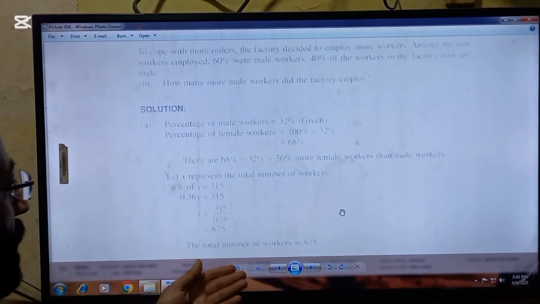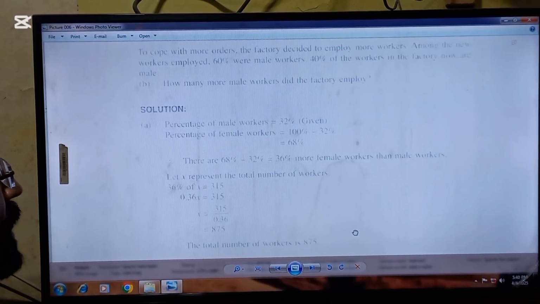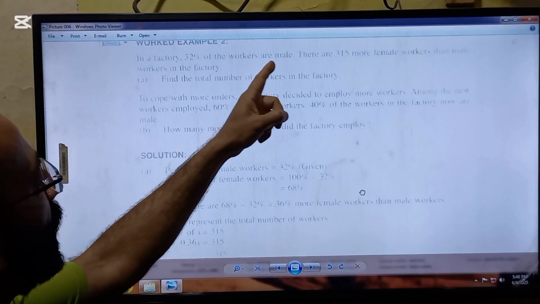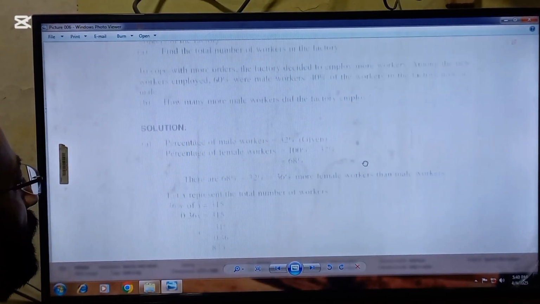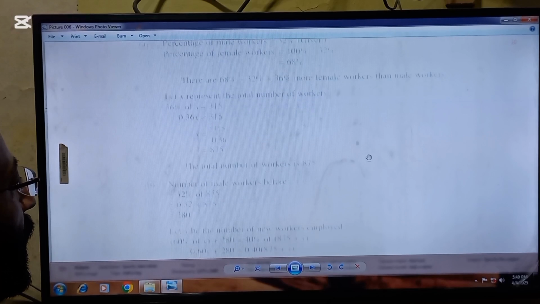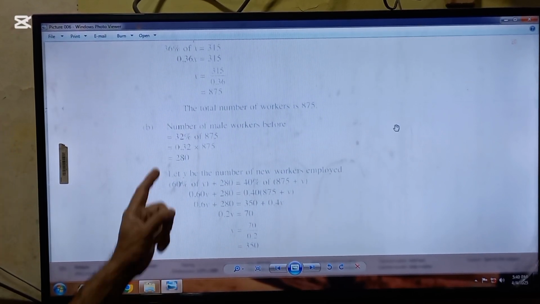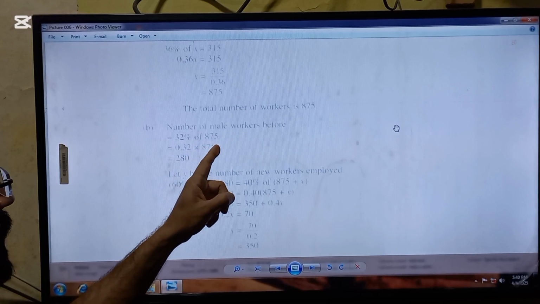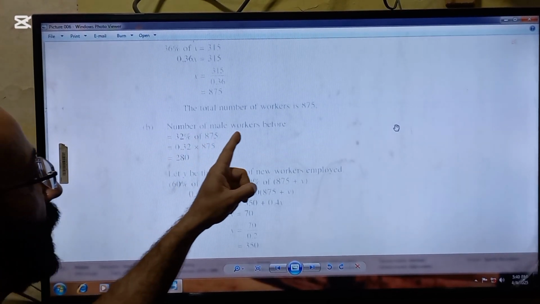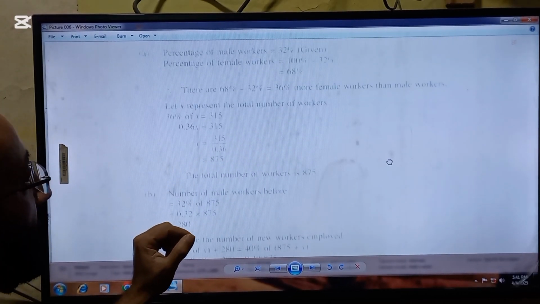Now, actually, in the A part, we found the total number of the workers, that is 875, and 32% of the workers are male. So first, we will find the male workers that were in the factory before employing the new workers. So 32% of 875. After solving, you will get an answer. So this is the number of male workers before. Now try to understand.